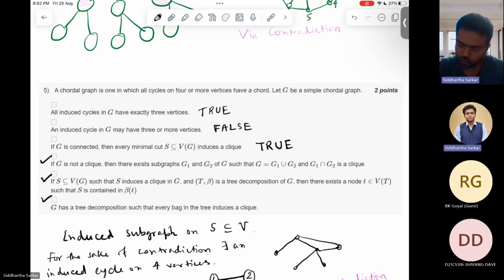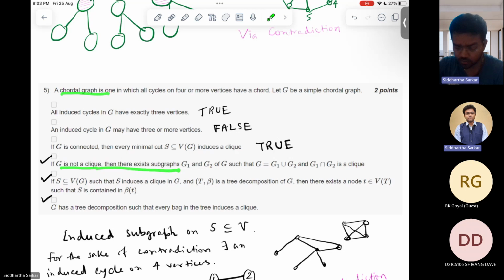The question is the following: G is a chordal graph, but it is not a clique. A clique is definitely a chordal graph because in a clique there cannot exist a 4-cycle. If you have a 4-clique, you have one more edge, so there are no chordless 4-cycles for sure. So suppose G is a chordal graph as well as it is not a clique.